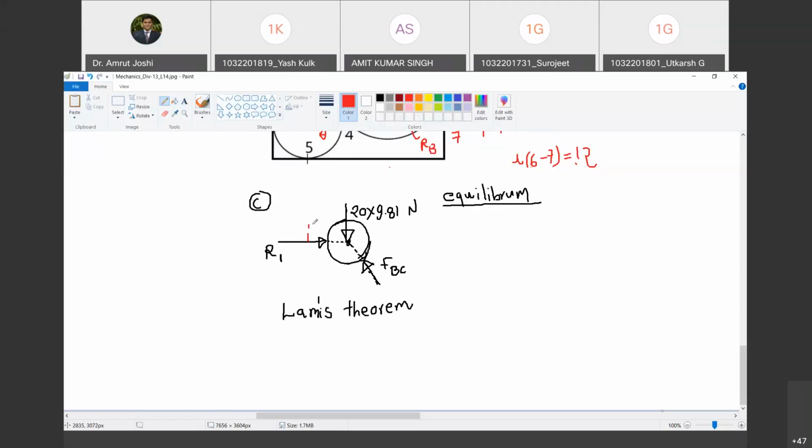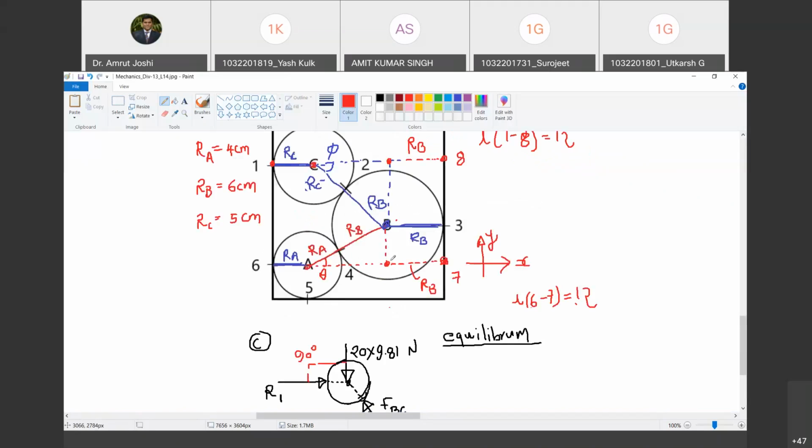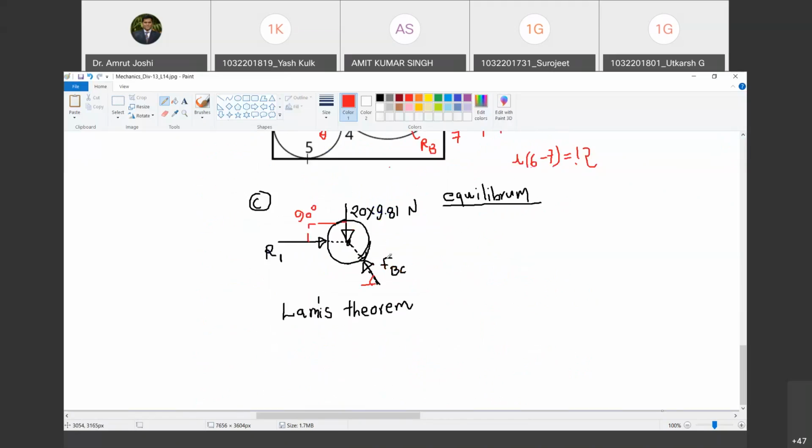90. Yes. So this angle is 90 degrees. Happy? Yes. Now, how much is the angle made by FBC with reference to horizontal? 84.7 degrees. No, one minute. With reference to vertical.